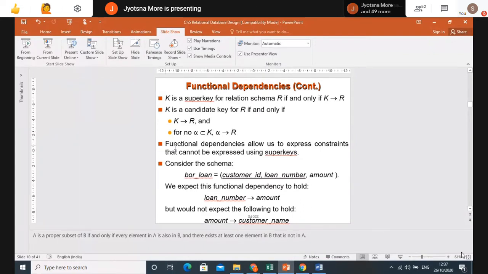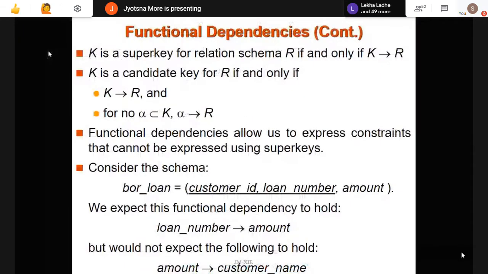Now, functional dependency allows us to express constraints that cannot be expressed using the super key. Sometimes with the super key, it is not possible to explain or create some relation, some dependency or some constraint. We cannot add those with the help of the super key, but we can add them with the help of functional dependency, if you are going deeper into the learning of functional dependency.